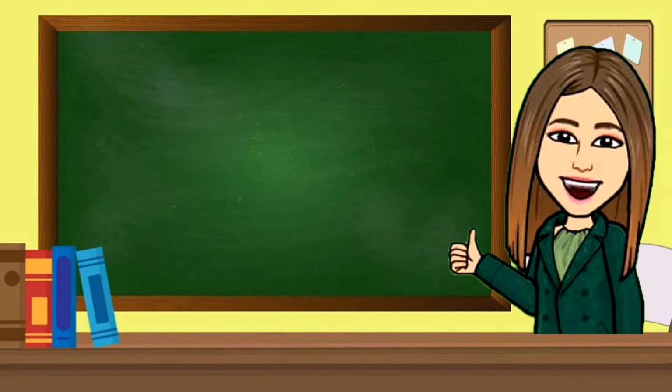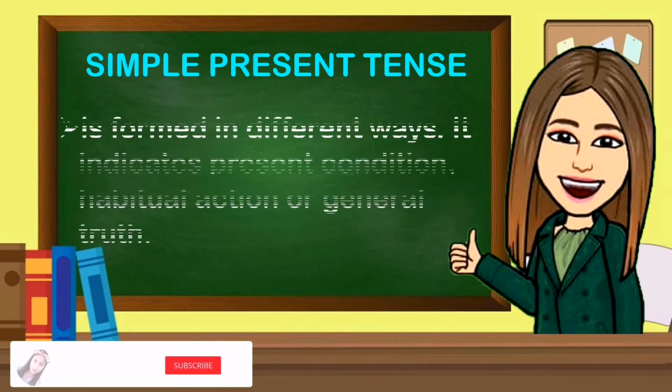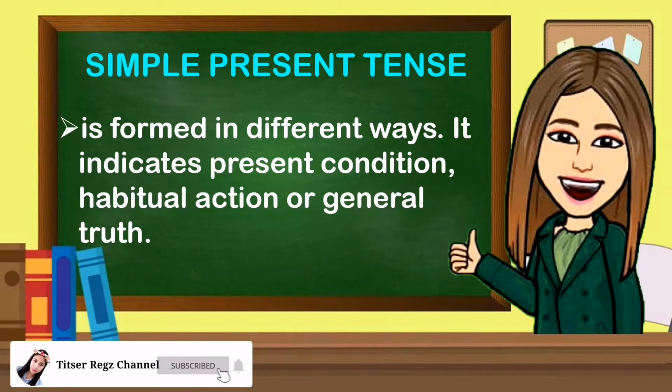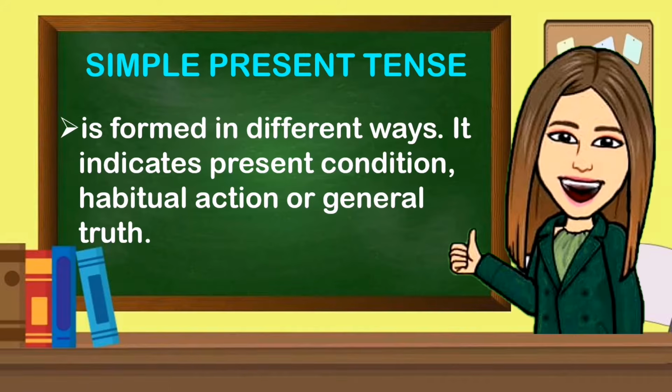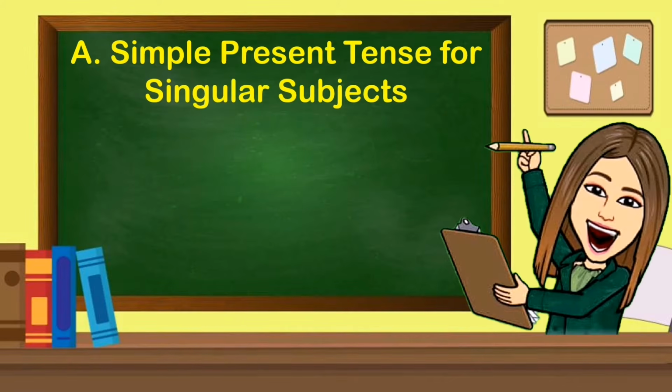A simple present tense is formed in different ways. It indicates present condition, habitual action, or a general truth. First rule, simple present tense for singular subjects, or isa lang ang gumagawa o gumaganap ng action word or salitang kilos. A subject is a part of a sentence that contains the person or thing performing the action or verb in a sentence. So, laging tandaan, ang ibig sabihin ng subject, yun yung tao o bagay na gumagawa ng action word or salitang kilos sa pangungusap.